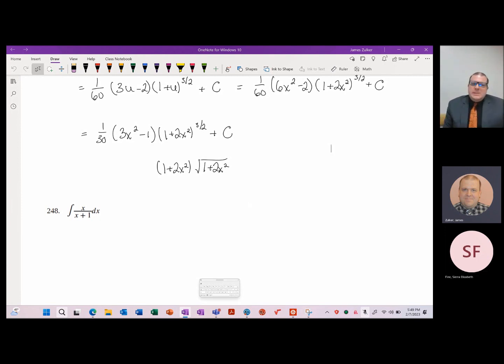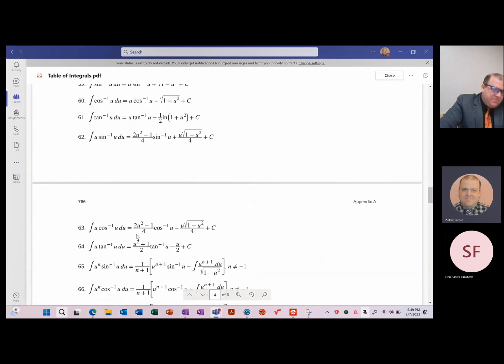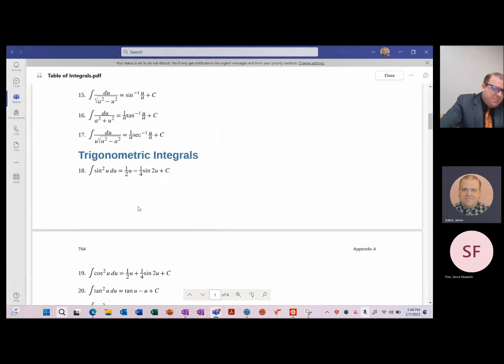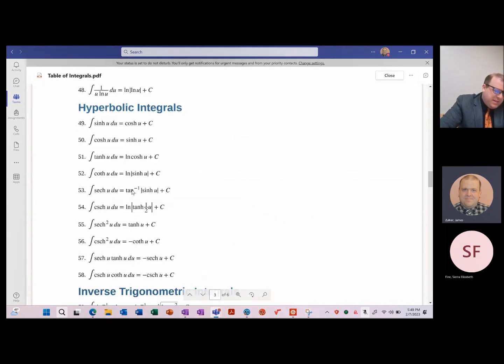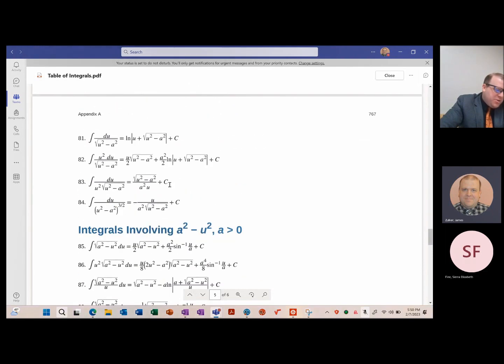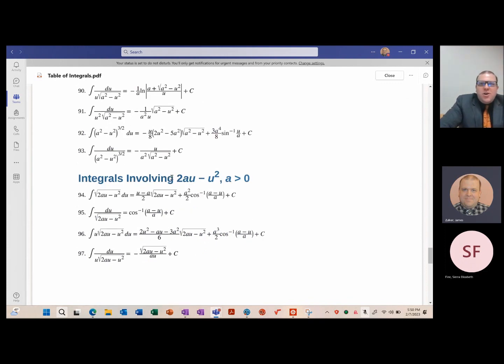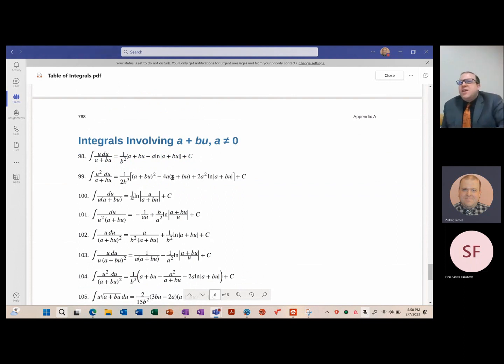What about here? It's not basic, not trig, not exponential, not hyperbolic, not inverse. Does it have a squared plus u squared? No. U squared minus a squared? No. A squared minus u squared? No. 2au minus u squared? No. So it looks like it's going to be a plus bu again.